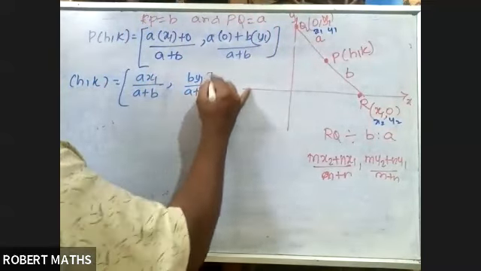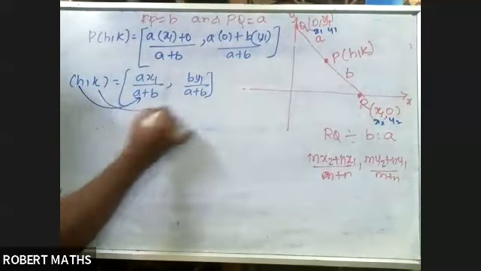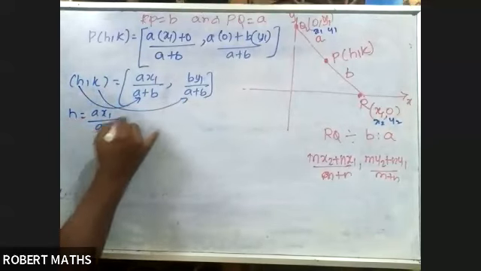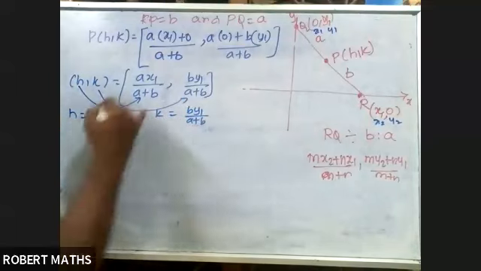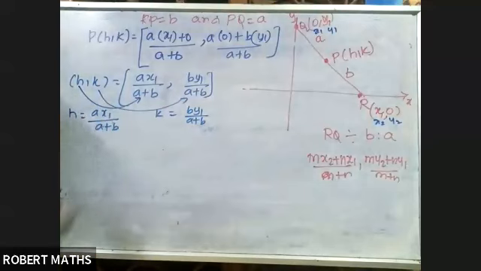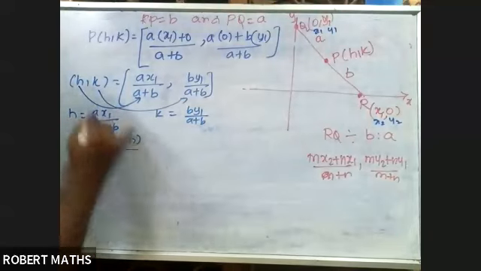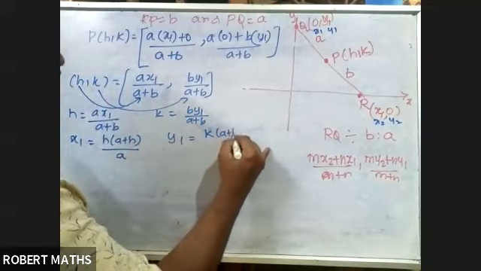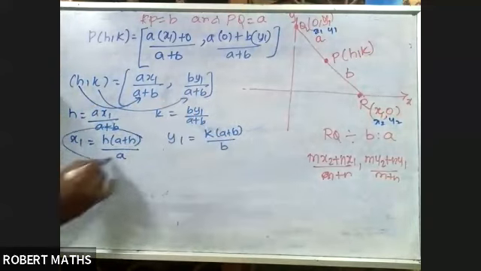Okay, from this we'll get what? See, listen here: a x1 by a plus b, b y1 by a plus b. Shall we compare the x coordinate and y coordinate? Then h equals a x1 by a plus b and k equals b y1 by a plus b. From this we are going to find x1 and y1. How can we find x1? x1 equals h into a plus b divided by a. Similarly y1 equals k into a plus b divided by b. So we have found the values of x1 and y1.